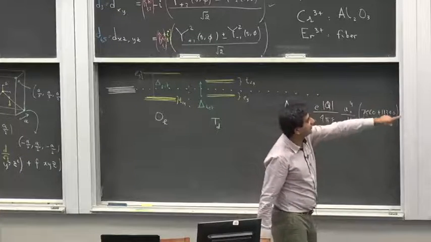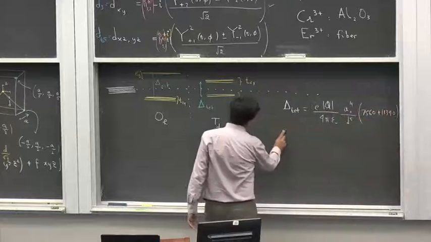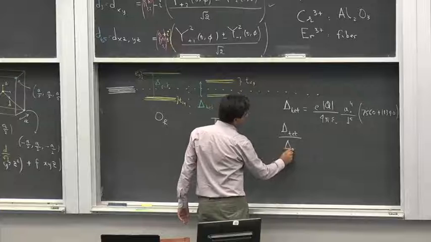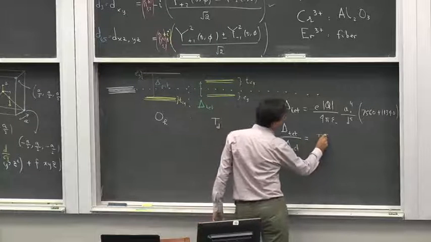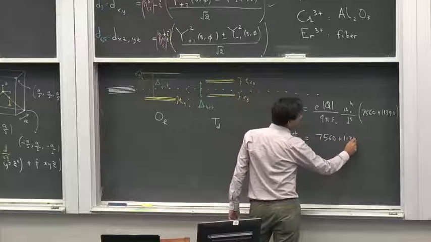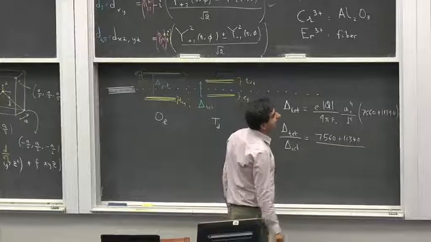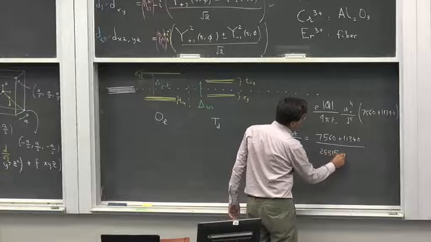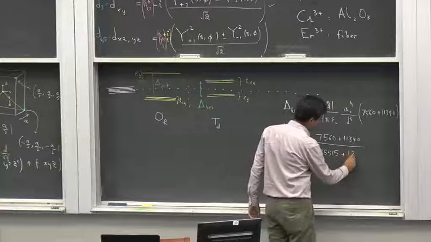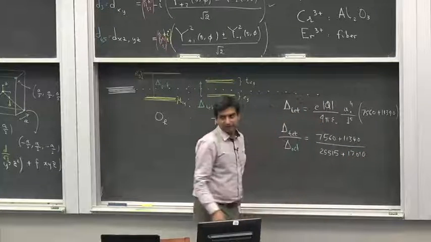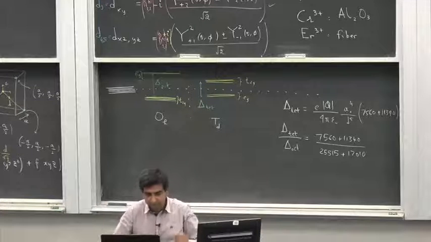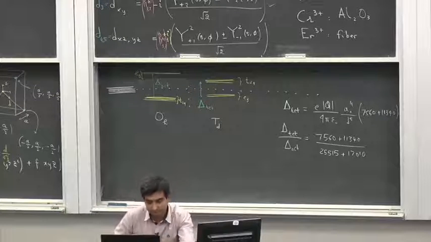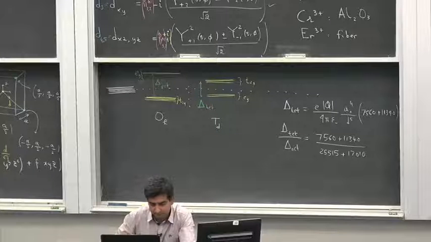E octahedral is given here. So if I would like to find the ratio, it's 7560 plus 11340 divided by 25515 plus 17010. Let's see what this is. Four over 9.